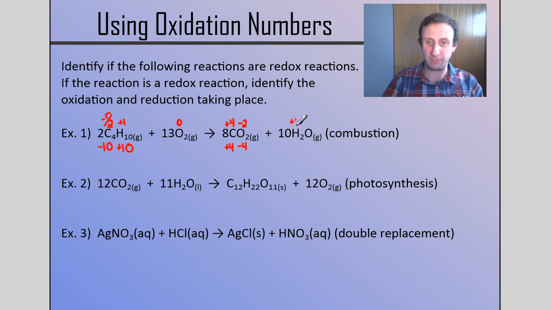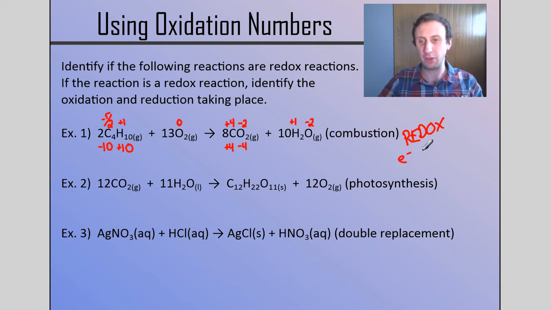I can finish this up with positive 1 for hydrogen, negative 2 for oxygen. And yes, I know that this is a redox reaction. So in other words, electrons were transferred. I had oxidation and reduction taking place. Wow, the writing is not working.